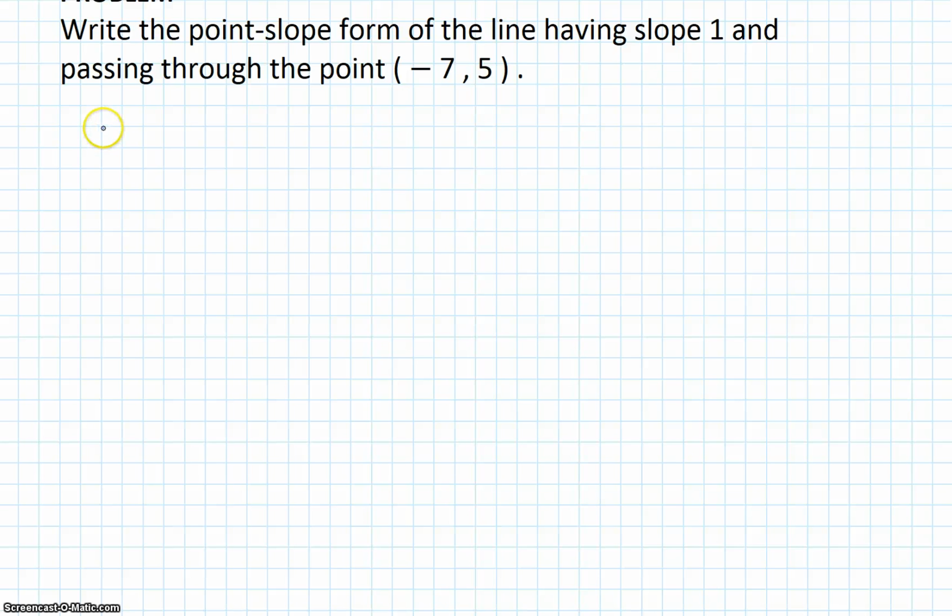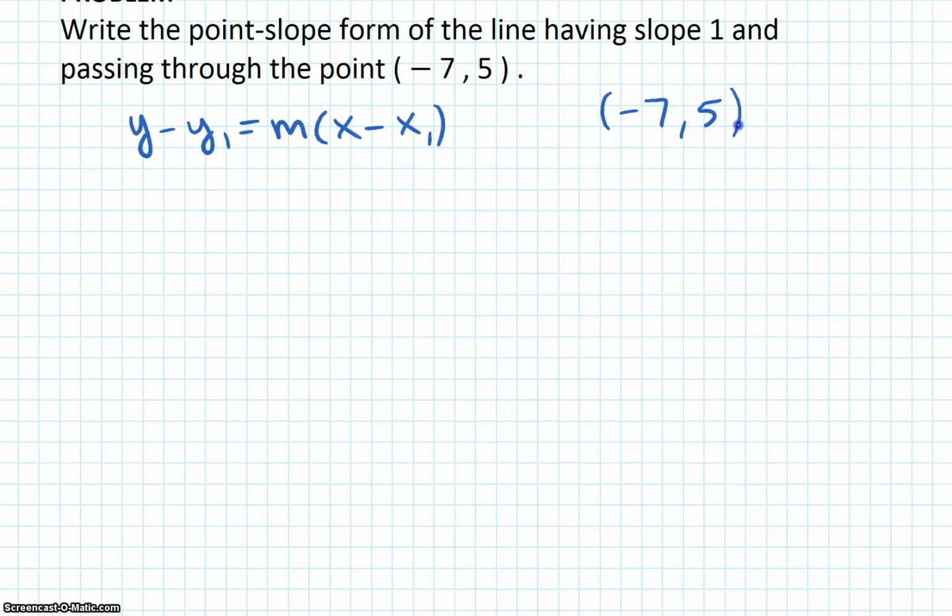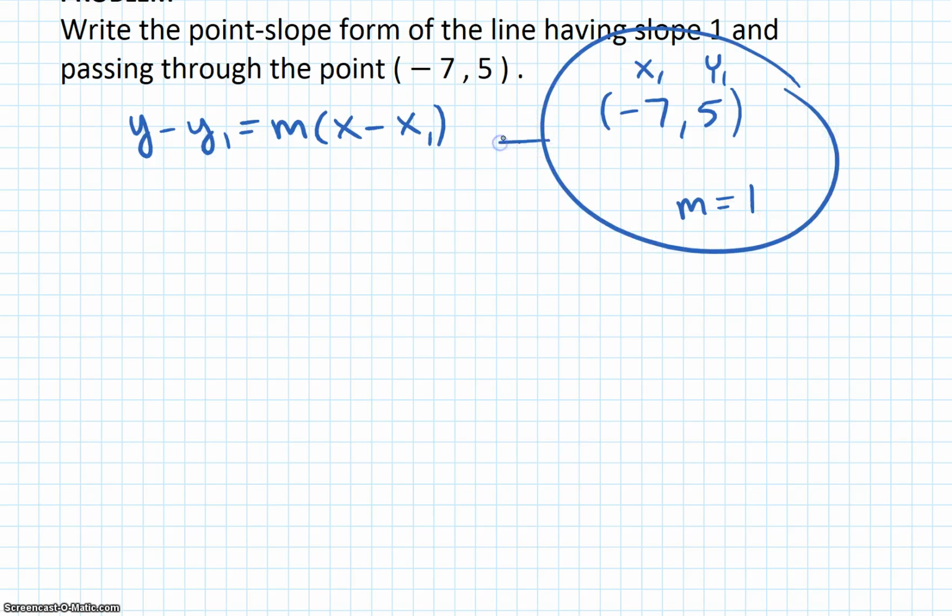Alright, so first of all, point slope form, we know that is y minus y1 equals m times x minus x1. Now, for the point slope form, we need a point, which they give us, (-7, 5), where -7 is x1 and y1 is 5, and we also need the slope. The slope is 1. We're going to plug this information into our point slope form, simplify if needed, and then we'll be done.